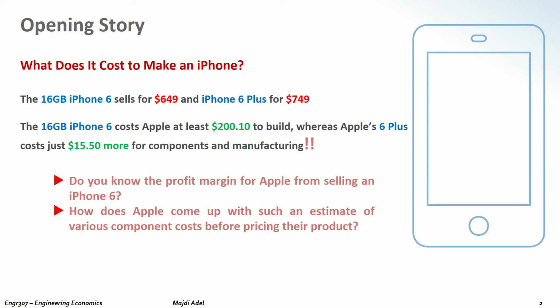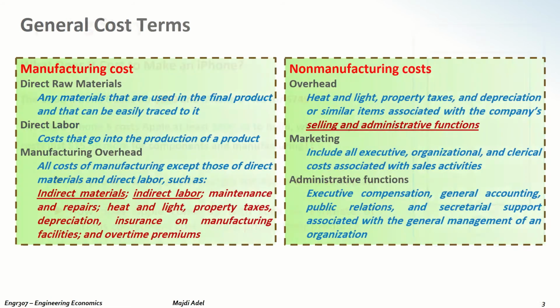If we know that the cost of manufacturing the iPhone 6 is $200.1 and the cost of 6 Plus is just $15.5 more, the question is how Apple decided the selling price for both versions, the 6 and 6 Plus. And the other question is how Apple came up with an estimate for the cost or the cost components of both products. To answer these questions, first we should learn how we classify cost.